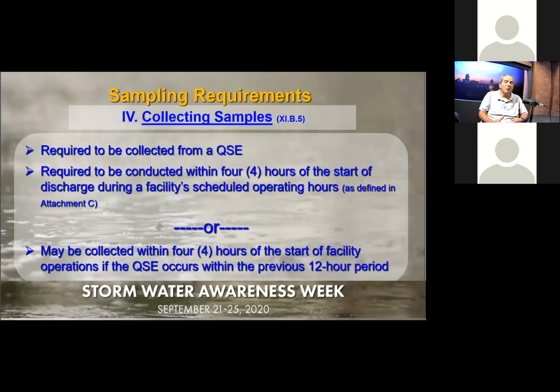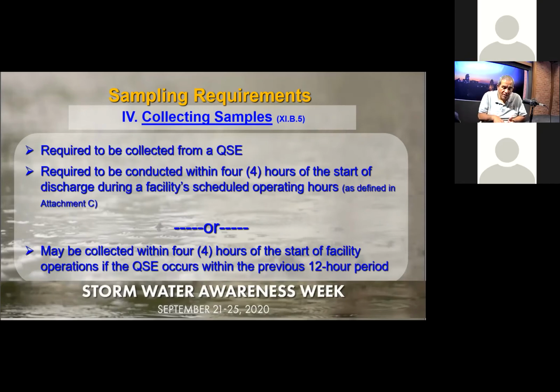So for example, some people say, okay, well, I came in at 7 o'clock. I know it rained last night at midnight, and I know we have flow. I came in at 7 o'clock, but there was no discharge. But then the storm came in, and by 10 o'clock, we had flow. Well, as long as it's within 4 hours to start discharge, you can grab that sample. Okay? Same thing with the 4 hours.